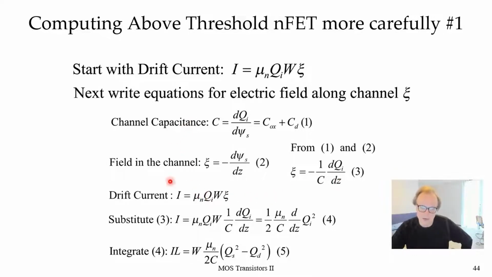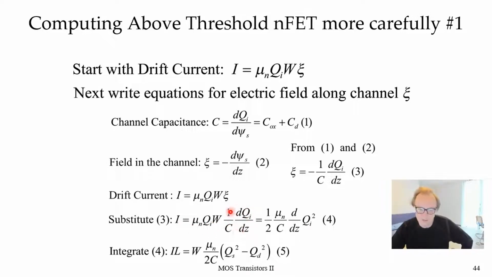So now we can go back to the drift current equation again. I is mu n times Qi times W times the electric field. Now we've computed this electric field, and it's a function of Qi. You see that here? So we substitute equation 3 back into the drift current equation, and we get I is mu times Qi times W times 1 over C dQi dz.